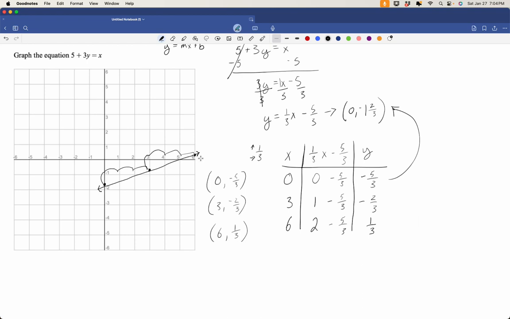All right, don't forget to draw your arrows on the end, because the answer is this line in this position going on and on forever in both directions. It's not just the points. It's every point in that line. So let's look at the next one.